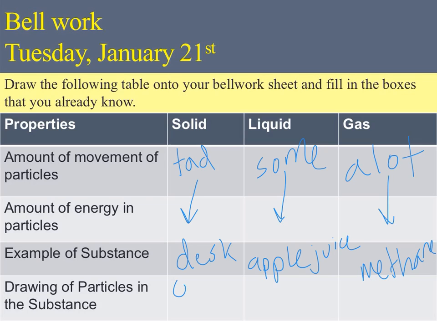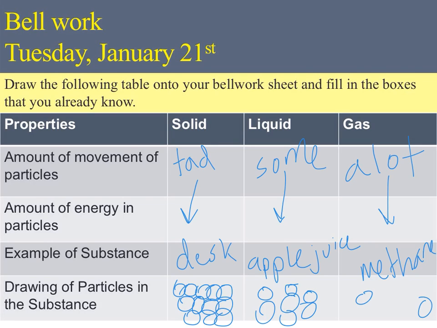Particles in a substance. So with solid, you would have drawn something similar to this, where everything's tightly packed. Liquids, there's a little more movement of the particles, and then gas, very, very spread out.